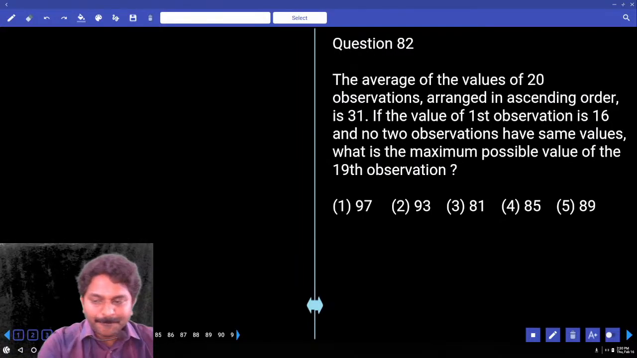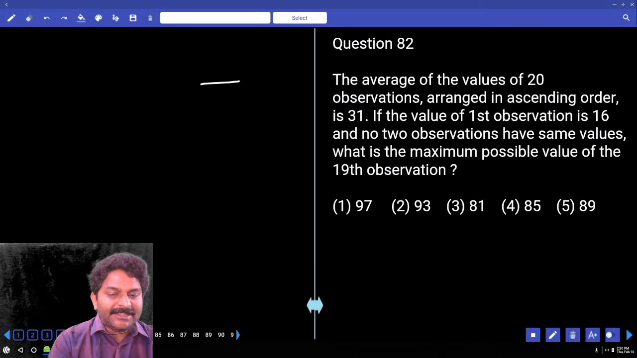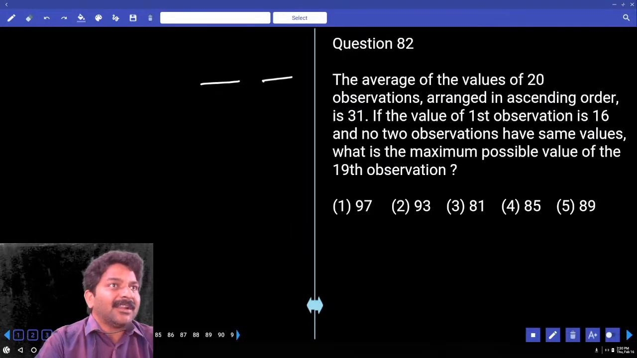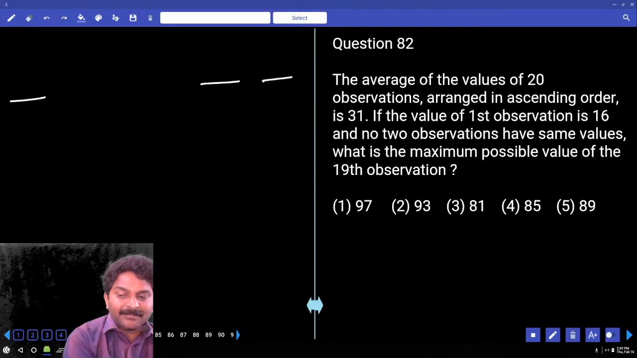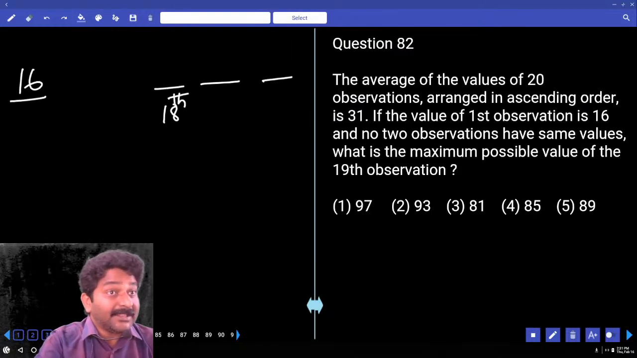Now tell me, how many numbers are there? 20 numbers. This is the 19th and this is the 20th. And they are arranged in ascending order, right? Starting with 16. Now this is the 18th number.